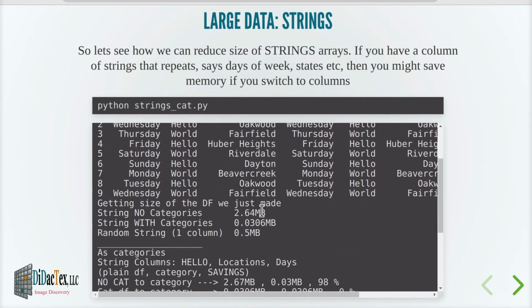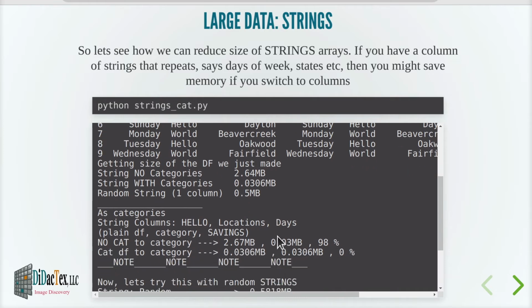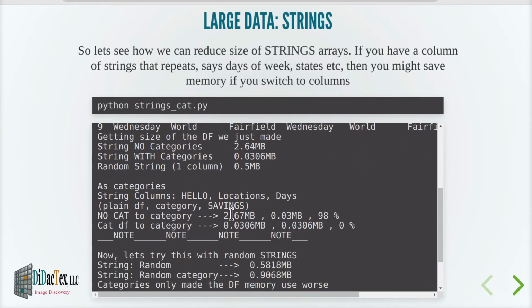So the strings with no categories take up 2.5 megabytes. The strings with categories, because these repeat a lot, are not even 1/10 of a megabyte. And that one last column is 0.5 megabytes, and this is all just 10,000 rows. So if I go to categories, I drop it down by 98%, which is a lot.